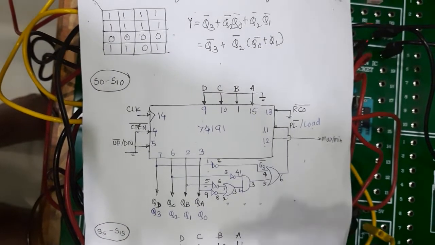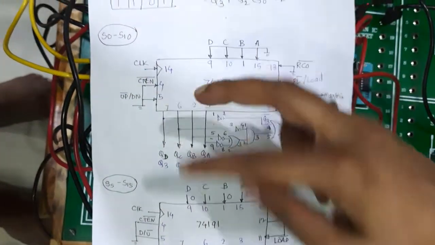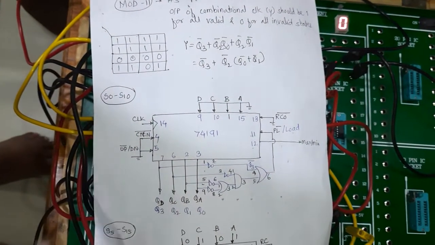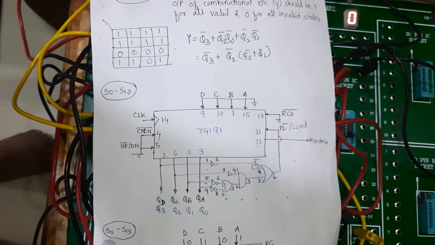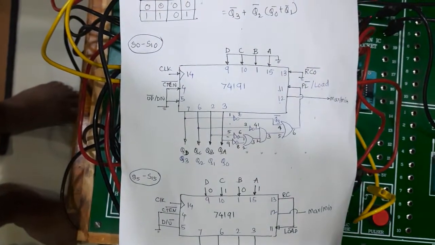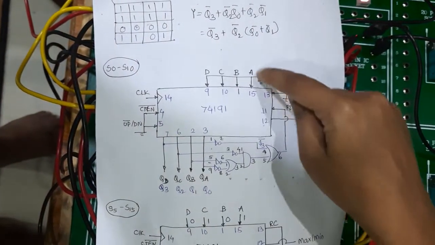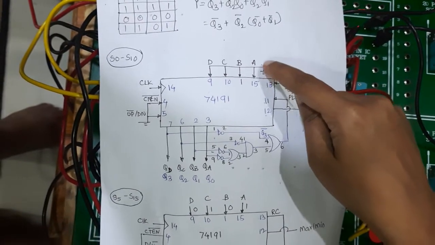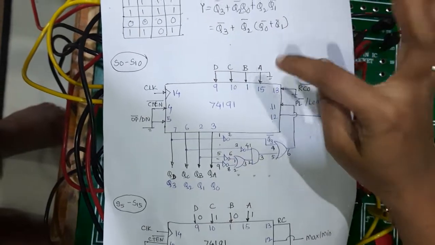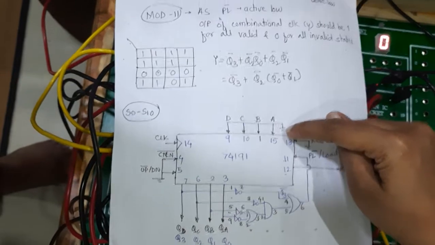So here I have designed a mod 11 counter with both methods, where I have S0 to S10, that is a total of 11 states, and the second way is S5 to S15, a total of 11 states. So I am starting with S0. The initial count is given on ABCD. Whatever the initial count is, that should be given on ABCD. S0 is 0, so ABCD should all be 0, connected to ground.